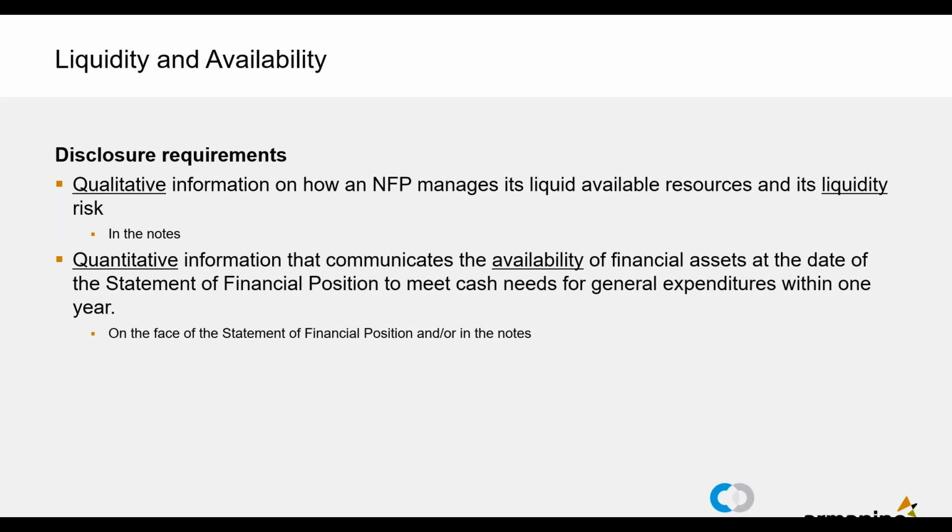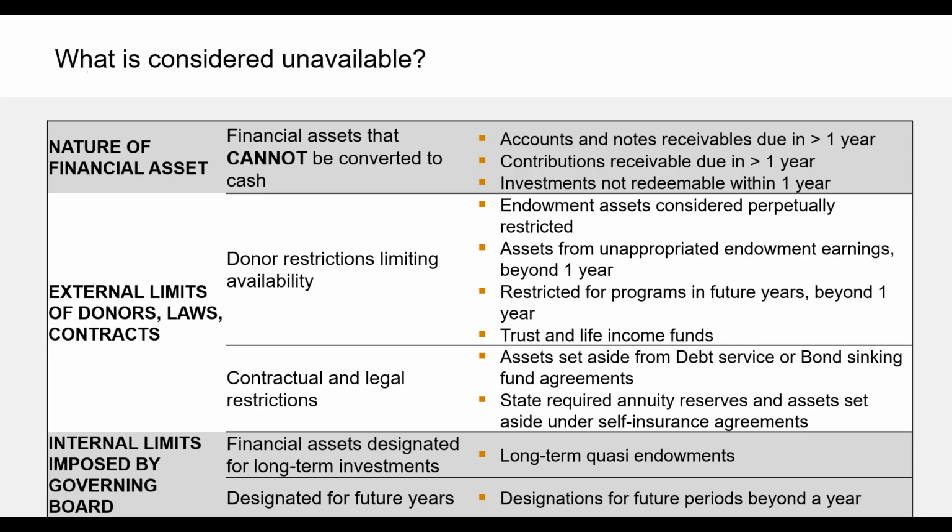This may also be presented just on your balance sheet, right on the face of the financial statements. If you use a classified balance sheet, short-term versus long-term, that'll help a reader understand what financial assets are available over the next 12 months versus of a long-term nature.